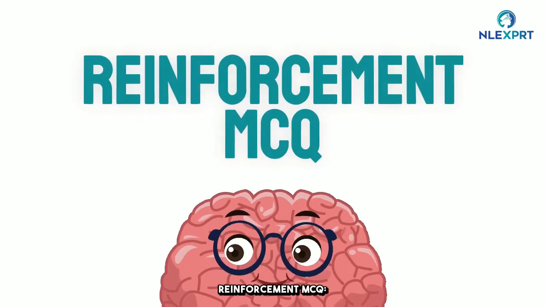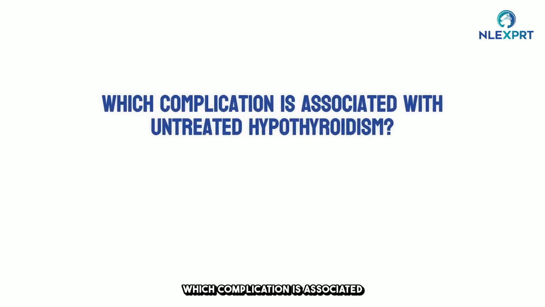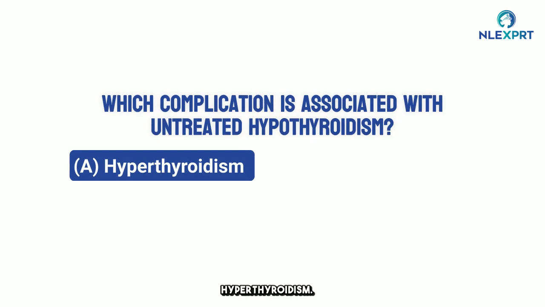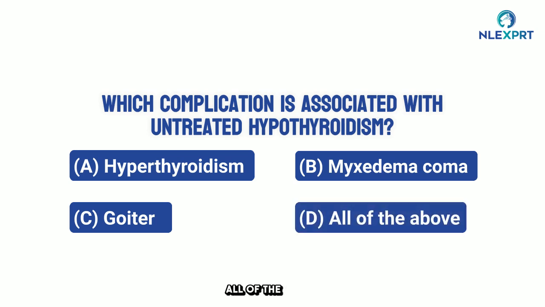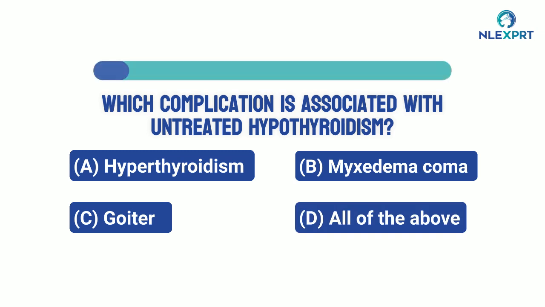Reinforcement MCQ. Which complication is associated with untreated hypothyroidism? A. Hyperthyroidism. B. Myxedema coma. C. Goiter. D. All of the above. Got an answer in mind?